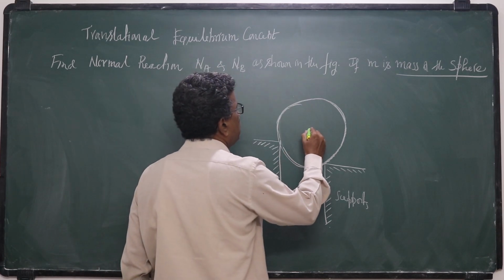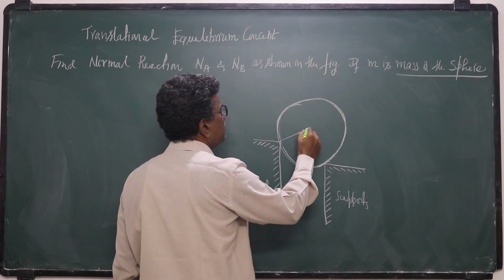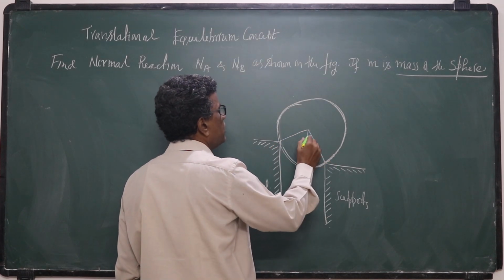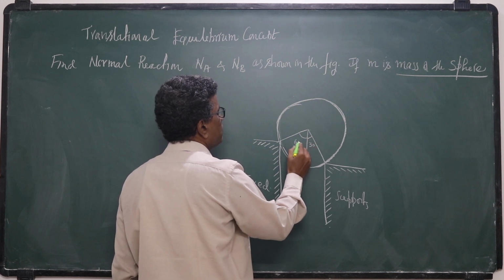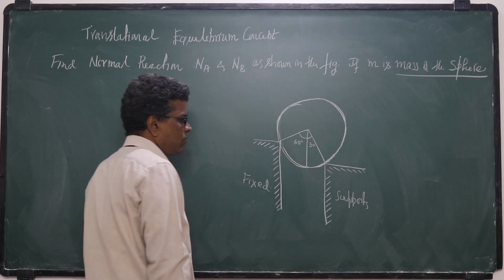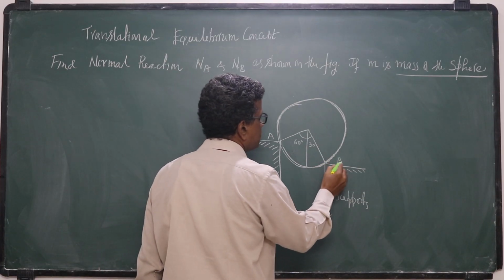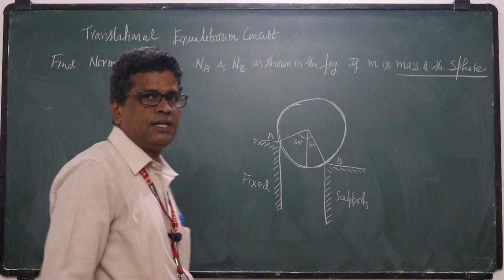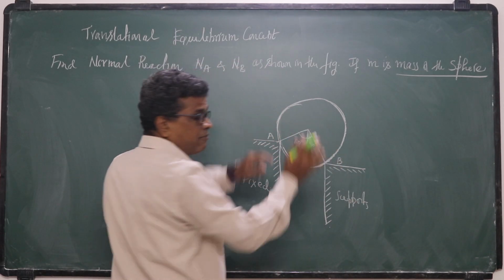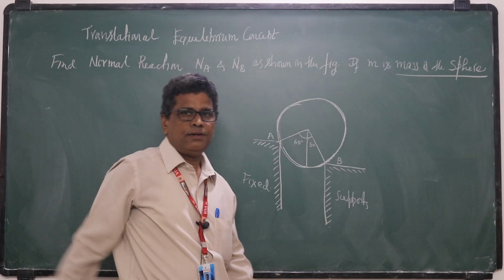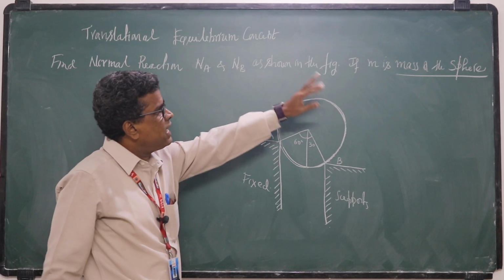So if O is the center of the sphere, this angle is given, this angle is given. Okay. This angle is given as 30. This angle is given as 60. Okay. This point is A, this point is B. Okay. So this is the given problem. What do we want? Normal reactions at A and B. So this sphere is under equilibrium.